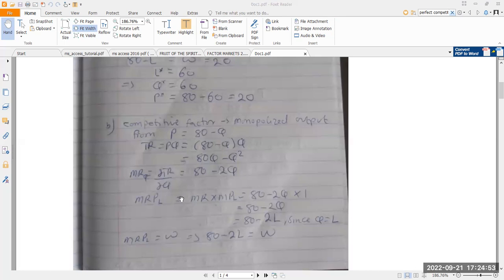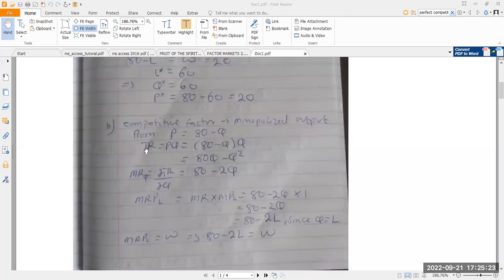Let's continue. All right, so the second scenario, we are looking at competitive factor market and then the monopolized output market. If you go to the output market, the marginal revenue for a monopolist is not equal to price. It's not equal to the demand curve. So from the demand function, you have to find your marginal revenue for the output firm. Now price is equal to 80 minus Q.